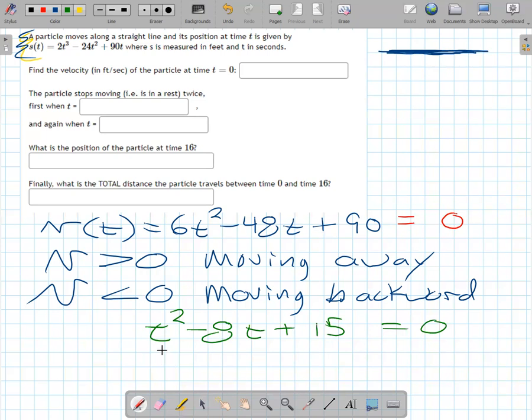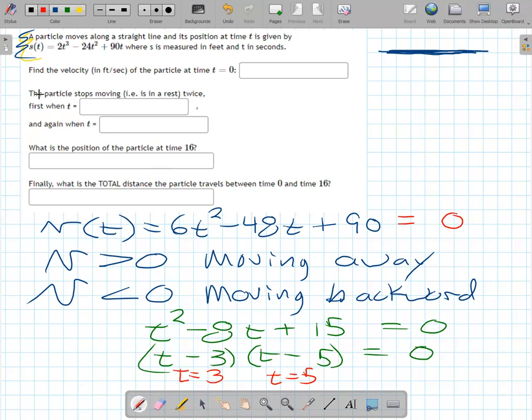And does that factor? It looks like it factors as t minus 3 times t minus 5. Since the 8 is negative and the 15 is positive, these both have to be negative. So it looks like we get t equals 3 as one place where it's going to change direction. And then t equals 5 will be the other place it changes direction.